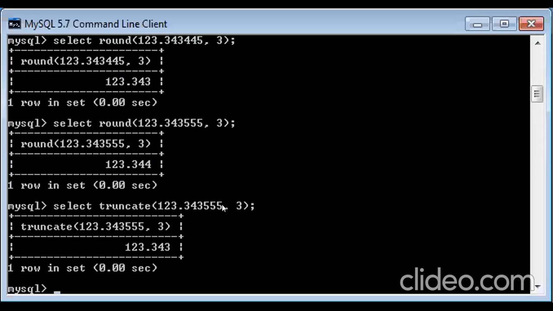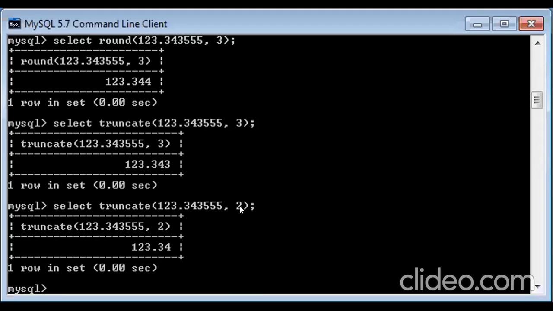It will just give you 3 numbers after the decimal place if 3 is given. It won't check whether the next number is 5 or more than 5 so that it can round up the integer. It is not like that. It will just take 3 elements as written. If 2 elements are written, it will take 2 elements from there, but it will not check the remaining numbers. So this is the difference between round and truncate.